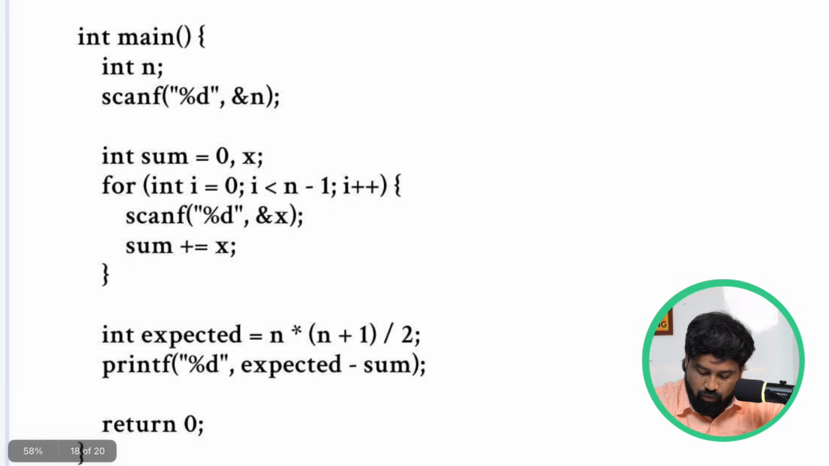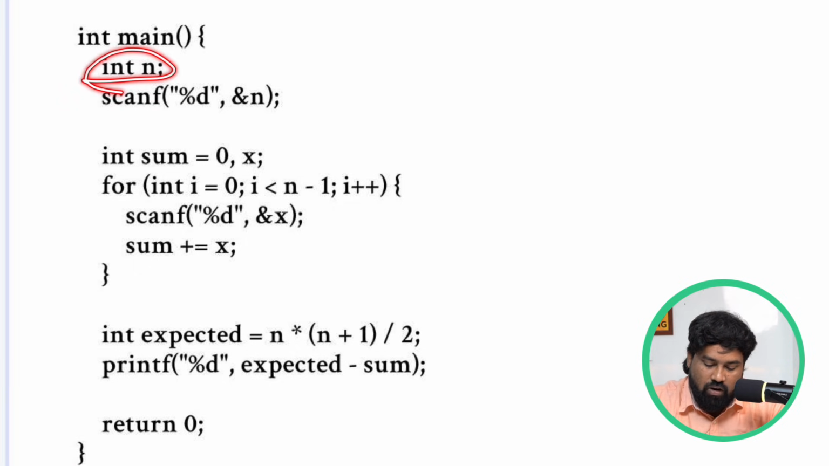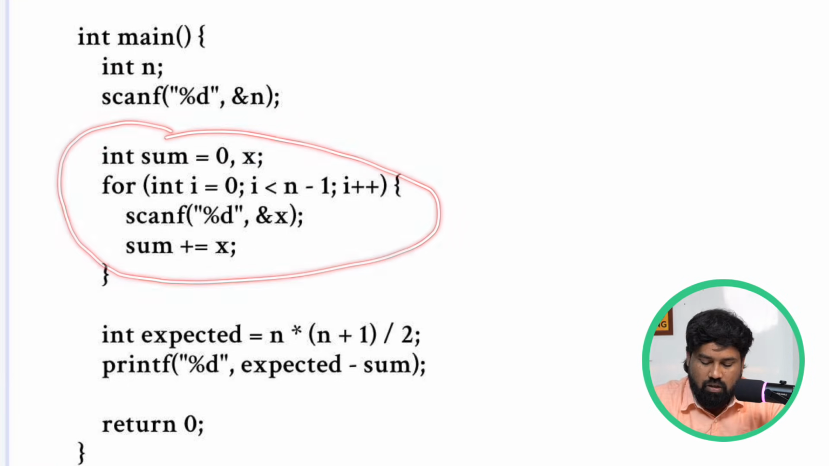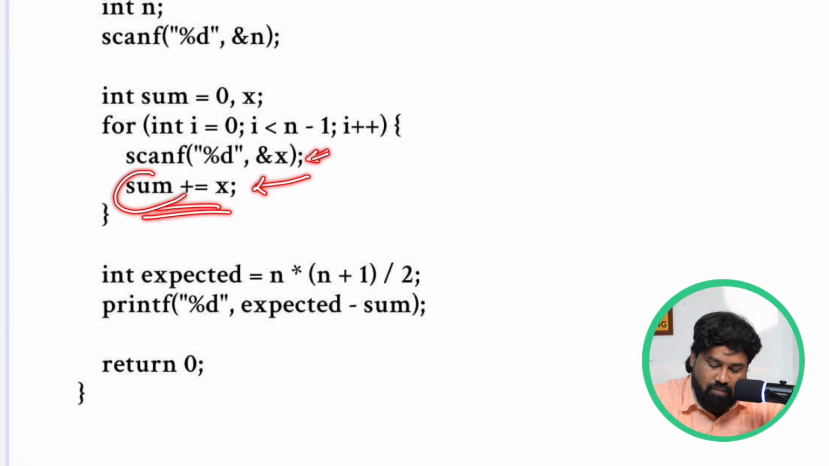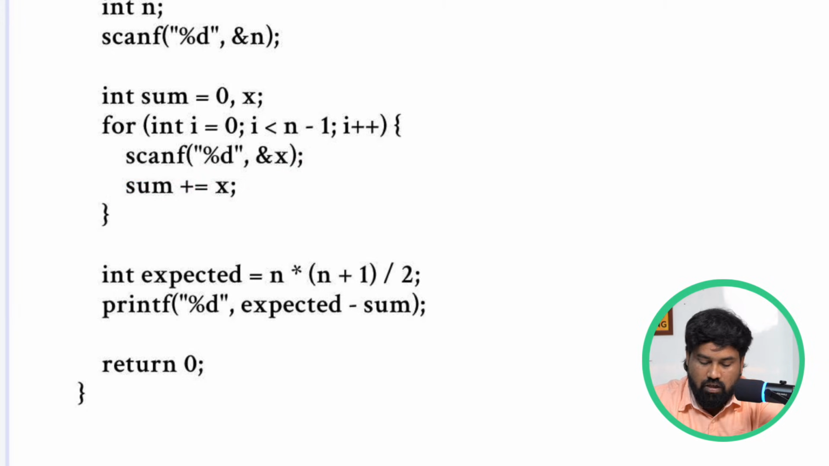So here simply if you observe, I have taken the n value and done the scanf, and also we are taking the list of the elements, so we have used it. Next, what we are doing is, whenever you are scanning each element, we are parallelly adding to the sum. So we are not using a double for loop.